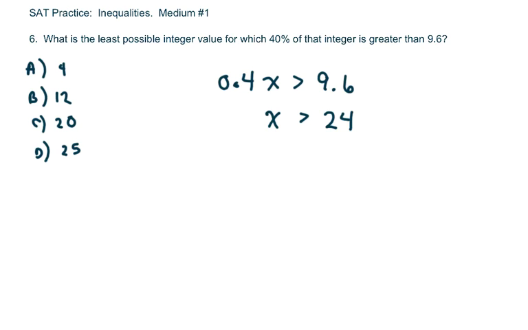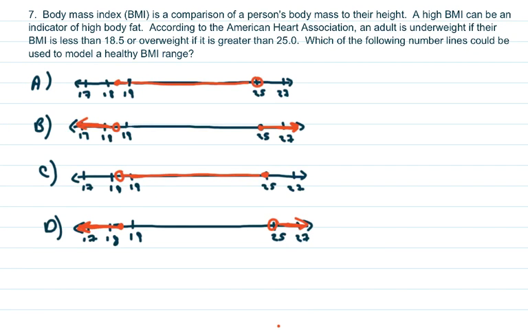So the question specifically says greater than, not equal to. So it says x is greater than 24, and if you look at the answer choices, we can't use this one. It has to be greater than 24. So our answer is 25. So that one, to me, that one was really easy. Anyway, here's another one. It's a lengthy word problem.